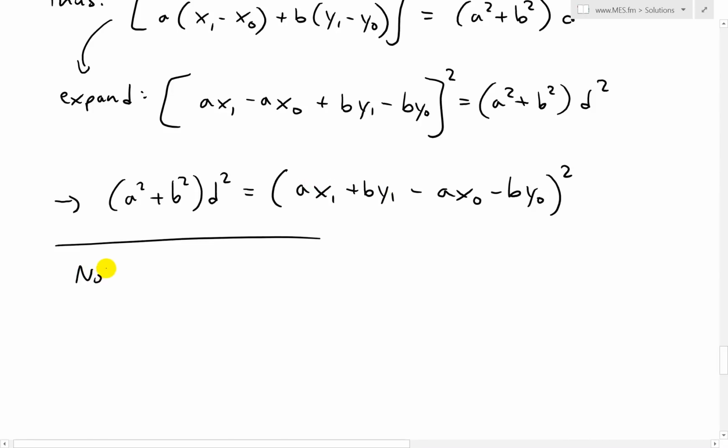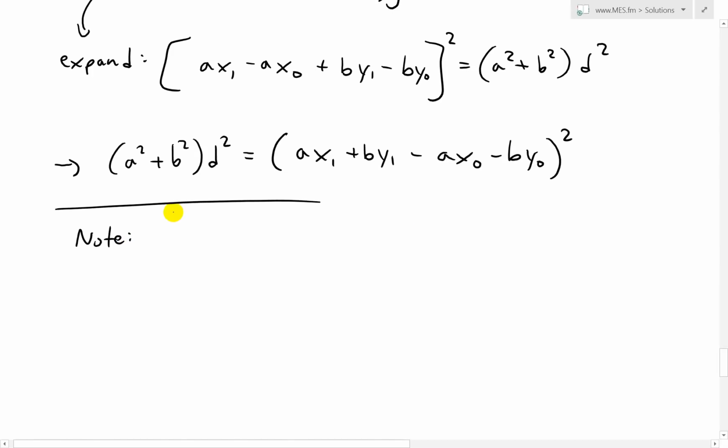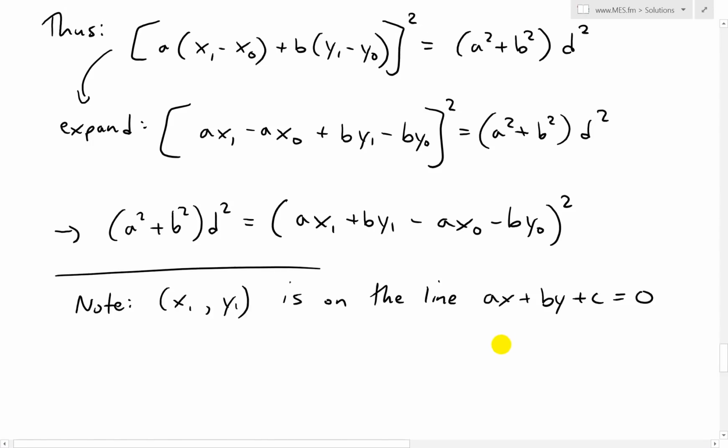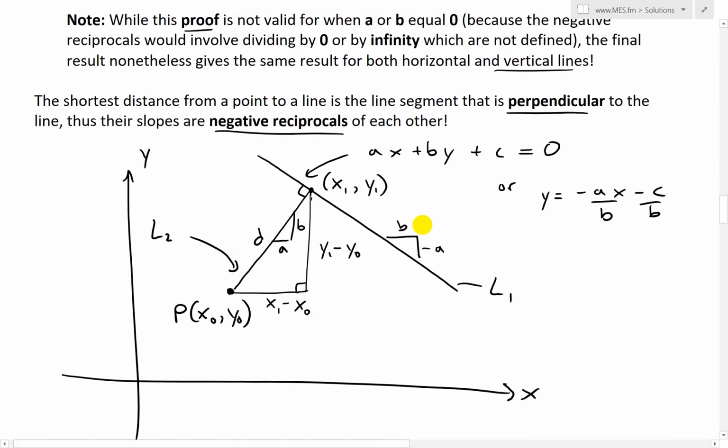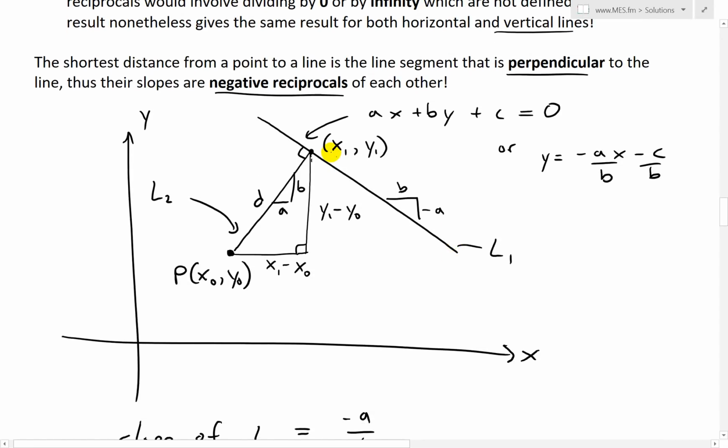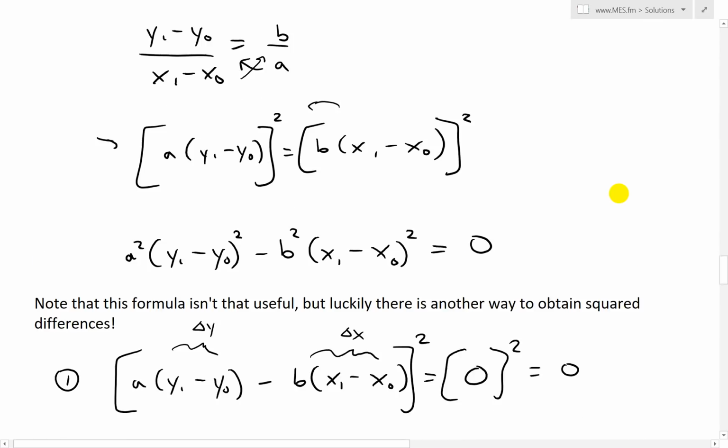So note that the point x1, y1 is on the line. That's the cross section of the perpendicular lines on the line. So it's on the line ax plus by plus c equals 0. And you could see that. Let's just go for a refresher, it's been a while. So there it is right there, x1, y1. It's on that line. Just to remind you of that. Let's erase this. Alright, so yeah, put that back. Let's just go back here.